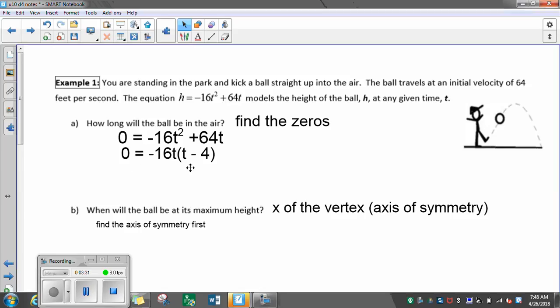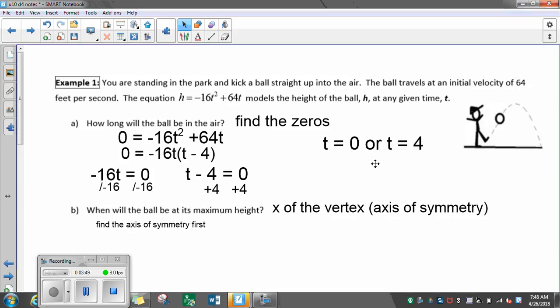That's my factored form. Now I set both of these equal to 0. So negative 16t equals 0 and t minus 4 equals 0. Solve for t by dividing by 16. I'm going to add 4 to both sides here. I get t equals 0 or t equals 4. Meaning that the first time it was on the floor was at 0 seconds.